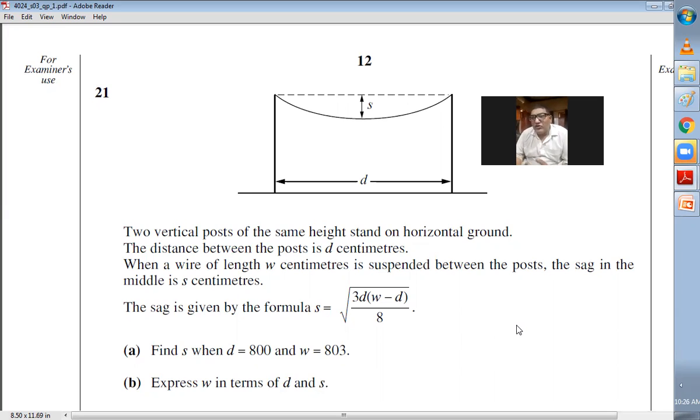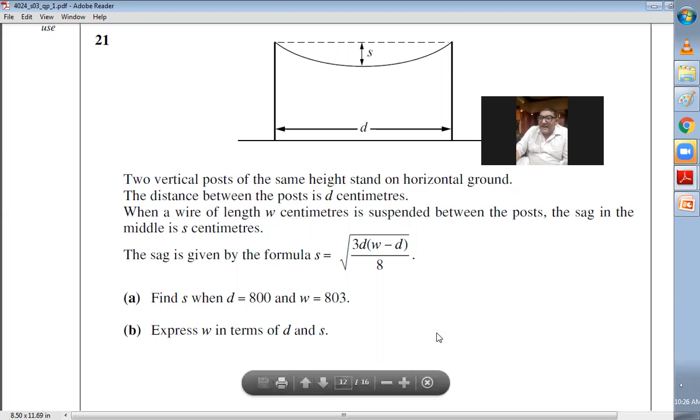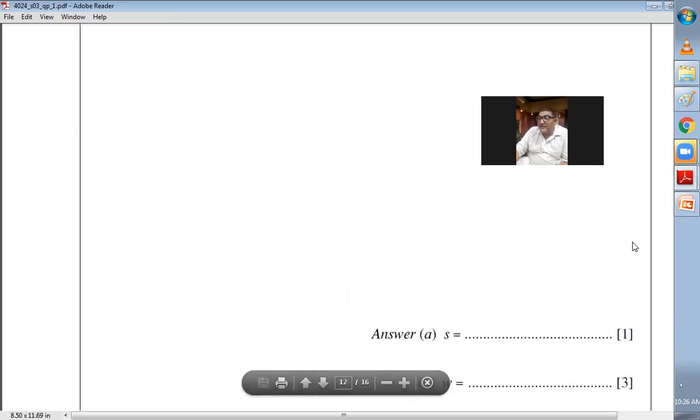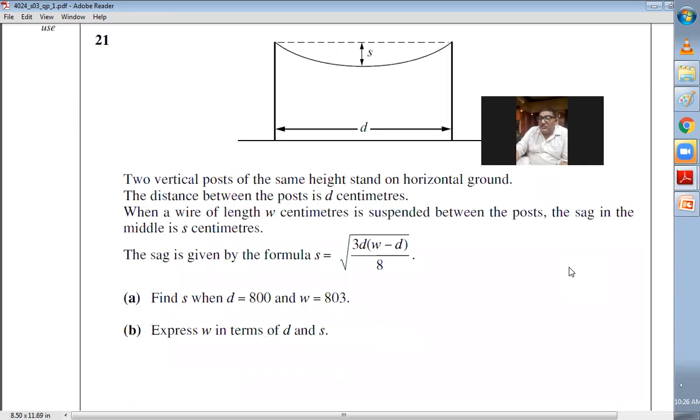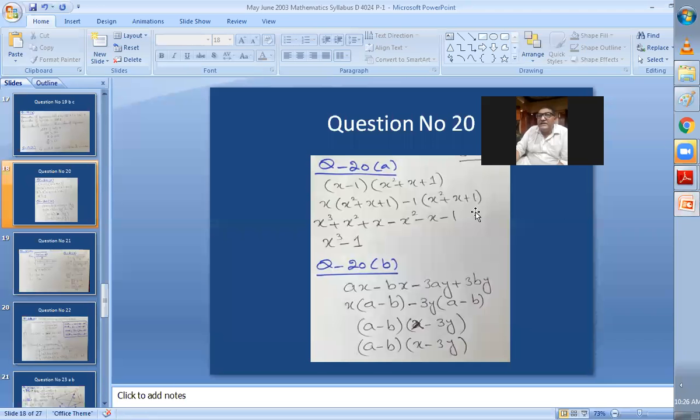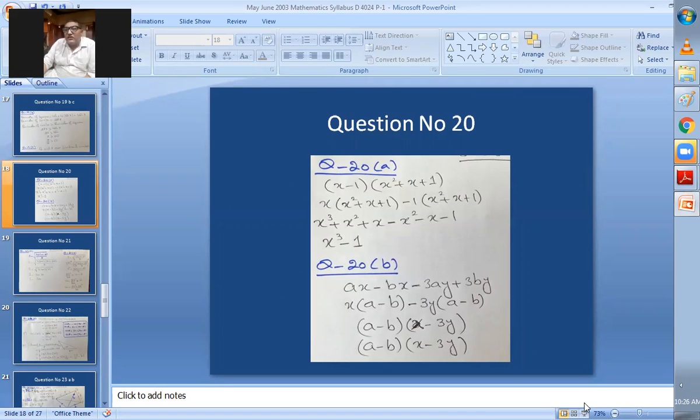Okay, so simply you have to substitute these values there and you will be able to find out the value of s. And then the B part is express w in terms of d and s. That second part is of 3 marks. So the subject of the formula: here he wants us to make w the subject of the formula. So let's see how we can do this. This is question number 21 showing up on your screen. So let's see.